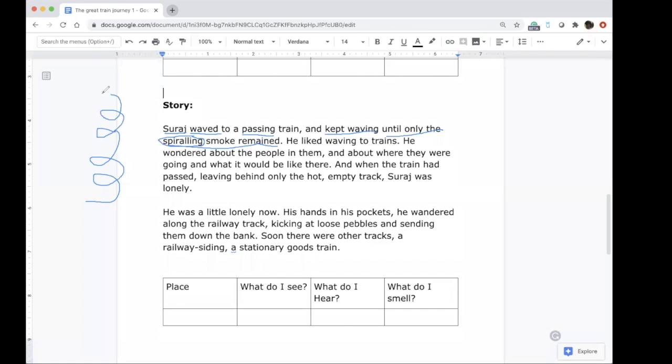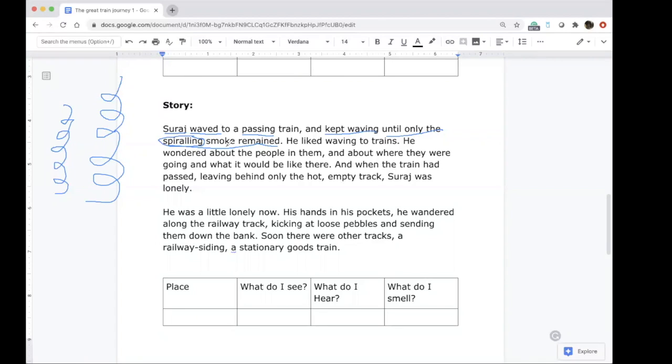Can you guys see my drawing on the screen? Yes, sir. So spiraling means something going like this. Do you guys see the smoke from the train? The smoke from the train goes this way, right? Towards the up. It goes in a spiraling fashion. So that's what the author is saying. It goes in a spiraling fashion.